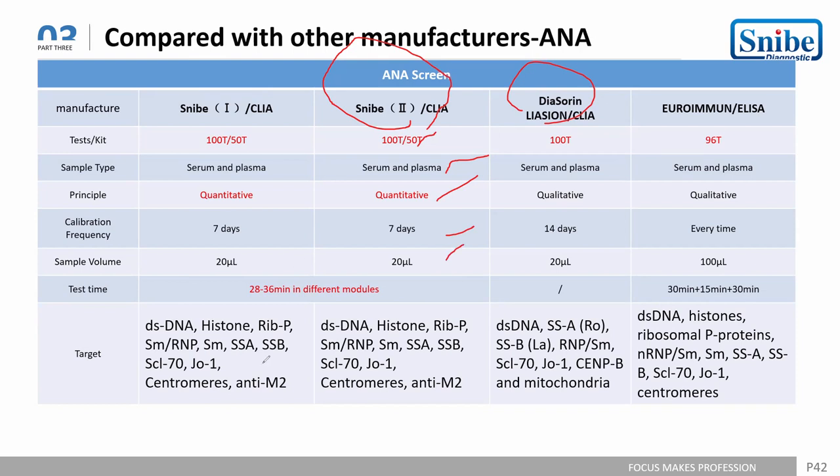And they have a targeted double-stranded DNA. Different parameters are available on this platform. So in this platform's ANA, our assay has double-stranded DNA, histone, and so on, up to 11 analytes that can be detected in our ANA profile, as compared to 8 to 9 analytes from the Diasorin platform. So we have more analytes in the ANA profile as compared to Diasorin and Euroimmune.